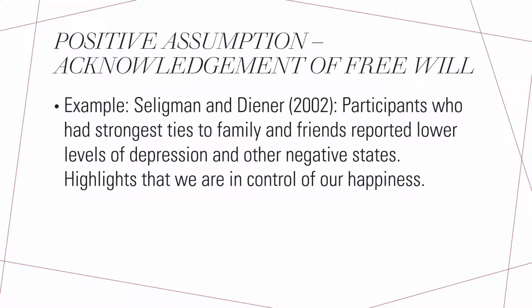So for example, an example that you can use in your essay or 4-marker, Seligman and Diener in 2002 concluded that participants who had the strongest ties to family and friends reported lower levels of depression and other negative states. So this highlights that we are in control of our happiness and that humans have the free will to manipulate and put ourselves in a position to have a better psychological state.